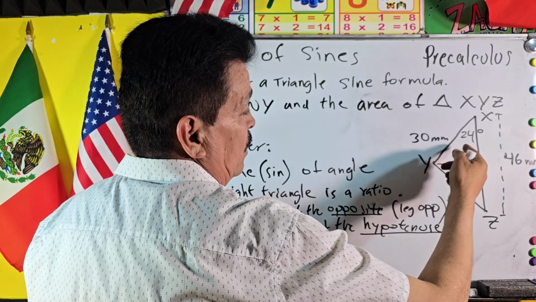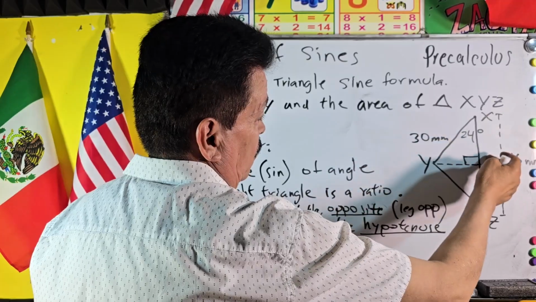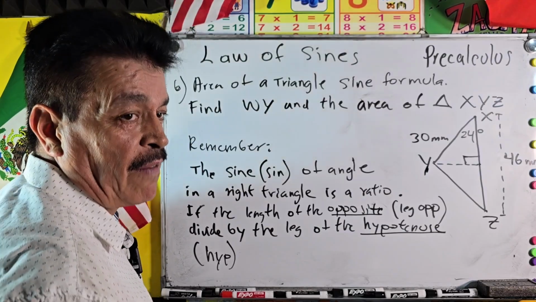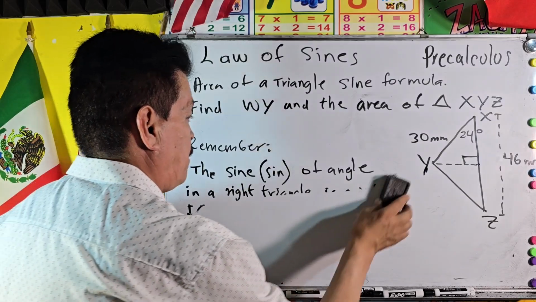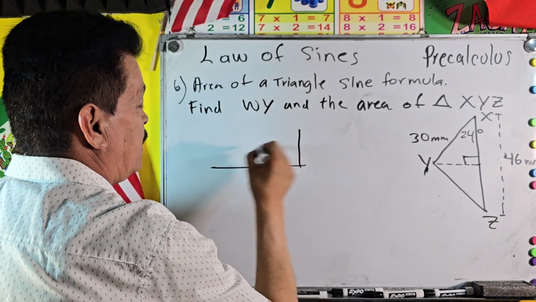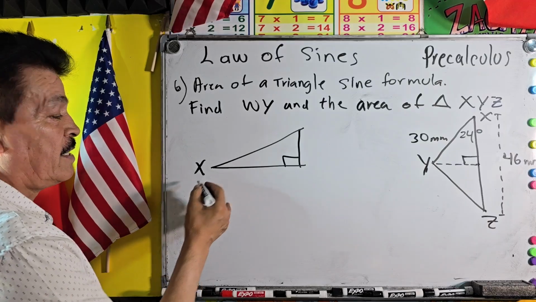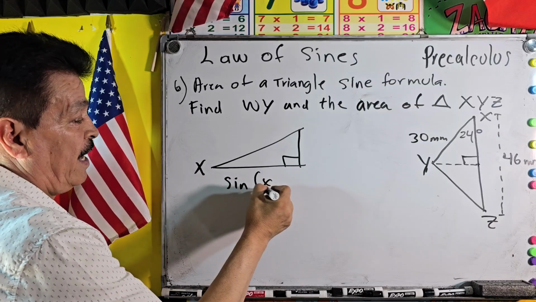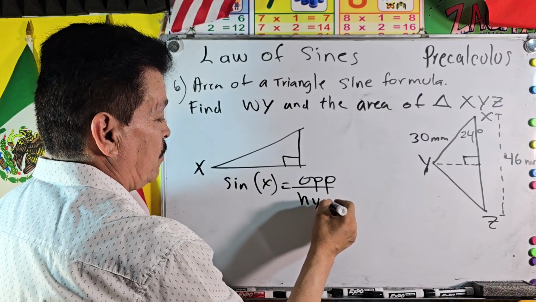Adjacent sides, we are talking about, and for this angle, the adjacent is this one. The opposite depends on which angle you are talking about. Okay, so let me show you in the picture. For instance, you have a right triangle like this. We are talking about this angle, this vertex. Then the sine of x is opposite side divided by hypotenuse.